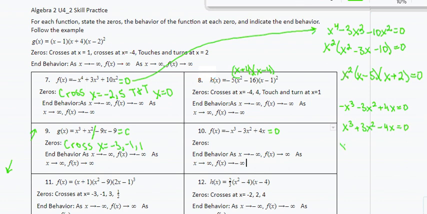Now we can factor out an x. Factor out an x, that gives us x squared plus 3x minus 4. All right, and we can factor this interior portion, that x, we have x plus 4, x minus 1 equal to 0. So our zeros, each one of them has a multiplicity of 1. So we're going to cross at x equals negative 4, 0, and at 1.